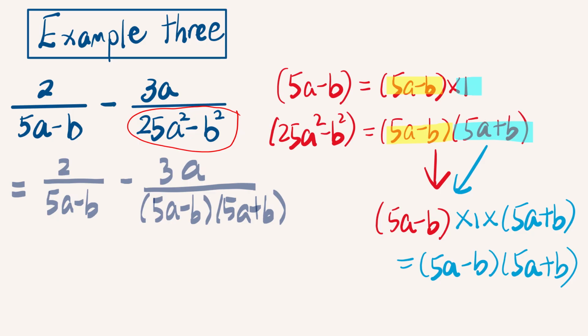So if you look at the first term, I need to multiply this with bracket 5a plus b at the denominator, also at the numerator. But for the second term, I've already had bracket 5a minus b and 5a plus b, so I don't need to multiply with anything. And so the next step becomes going to combine them right into a single fraction.